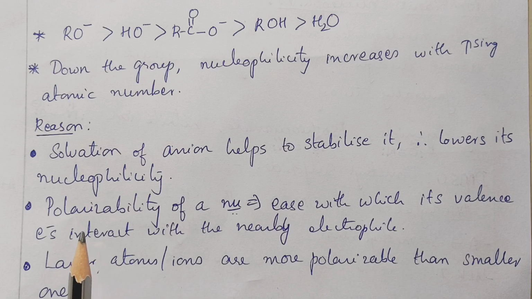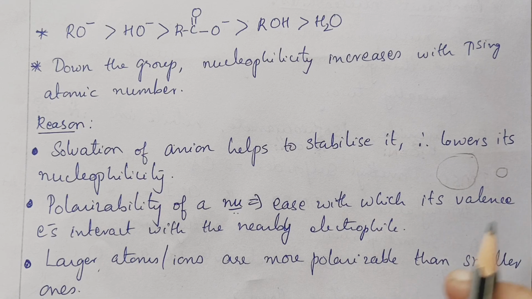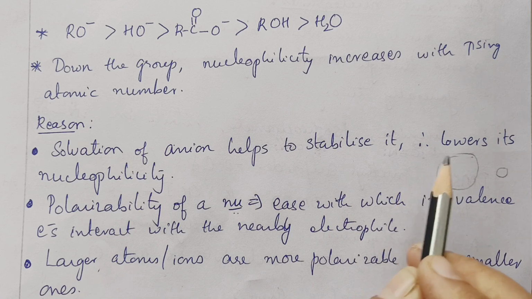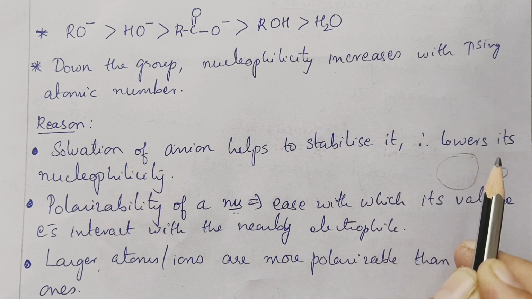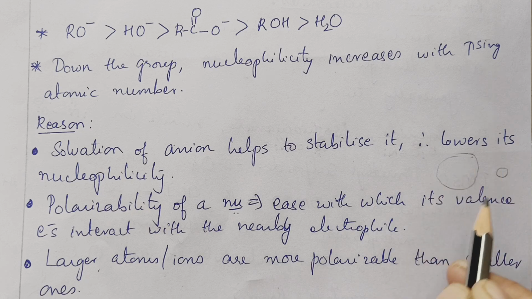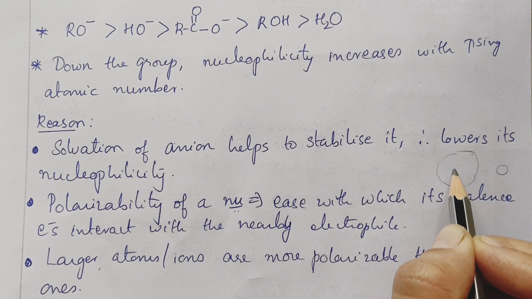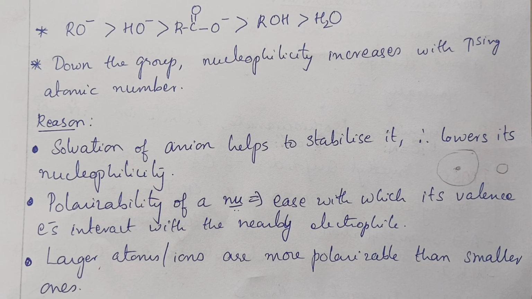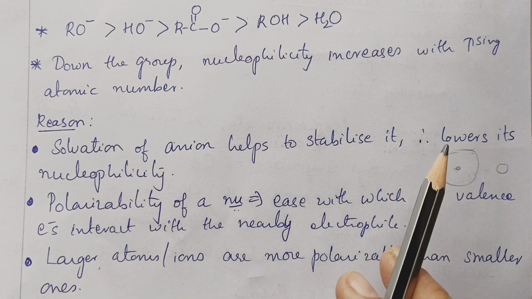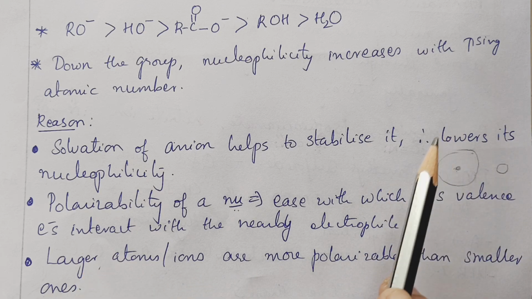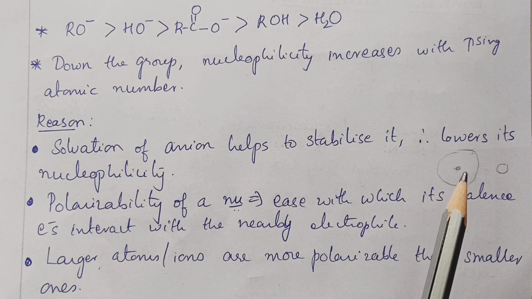Now there is a concept called polarizability of an anion. What is meant by that? Here we have an anion and a cation. Okay. Now polarizability of a nucleophile is related to the ease with which valence electrons of the anion interact with the nearby electrophile. Okay. If the atom is very large, the outer electrons will not be under the control of central nucleus. Correct, no? That means outer electrons can easily attack the cation. In that case, polarizability of that anion is more. So I can say larger atoms or ions are more polarizable than smaller ones because outer electrons are not under much control of the nucleus.